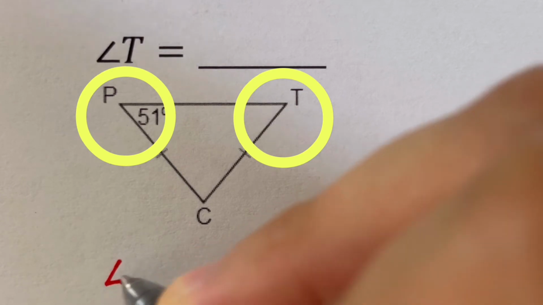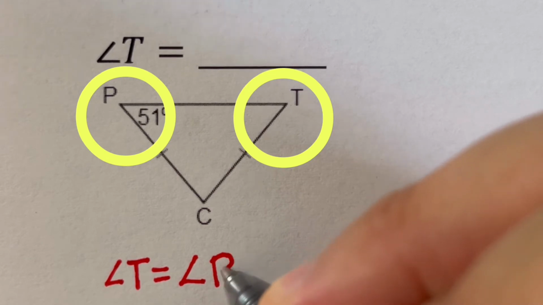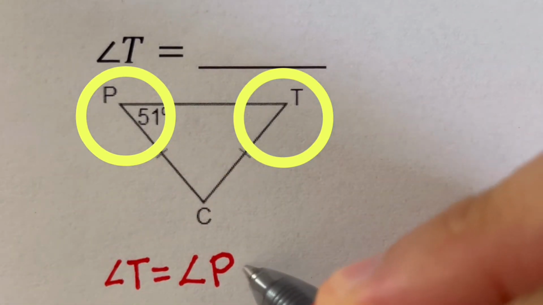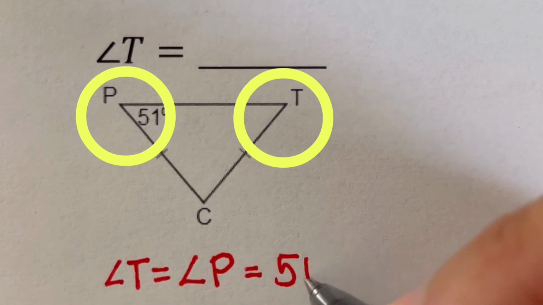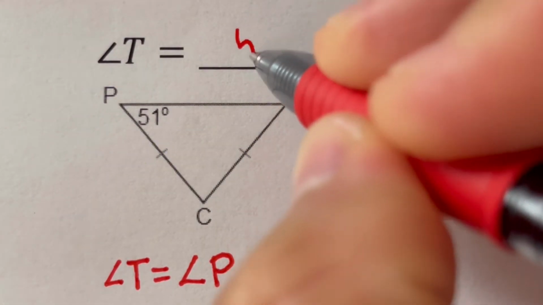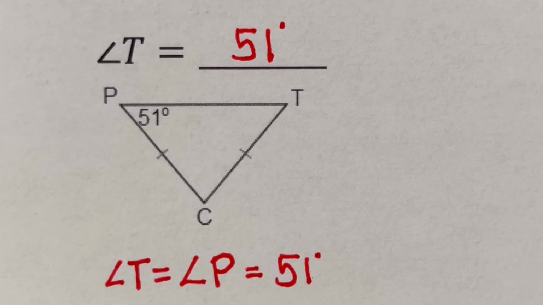So angle T is equal to angle P, because again, these are the base angles and they're equal to each other. So both T and P would be equal to 51 degrees since our P is 51. So we can write angle T is 51 degrees. Now let's move on to the next example.